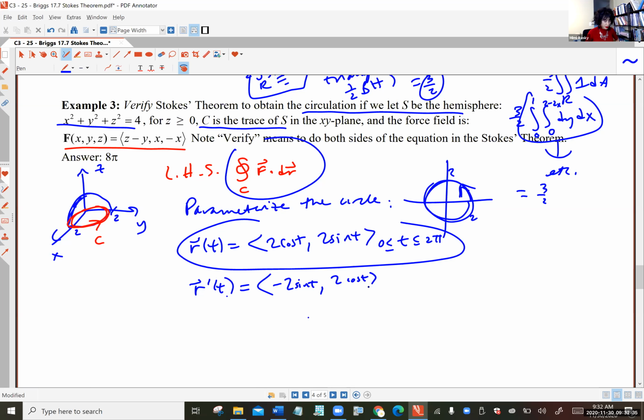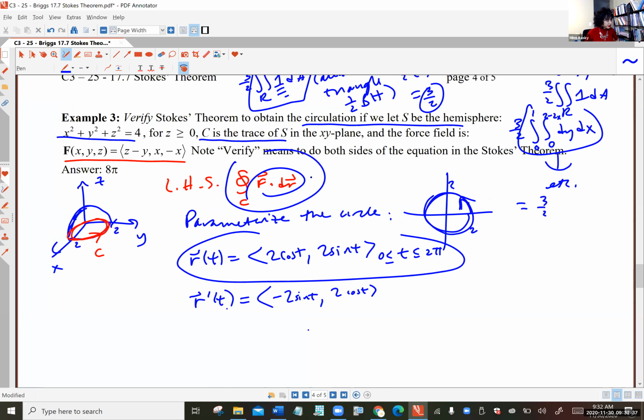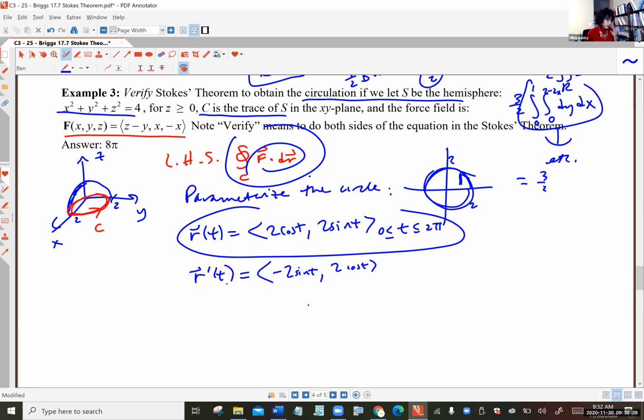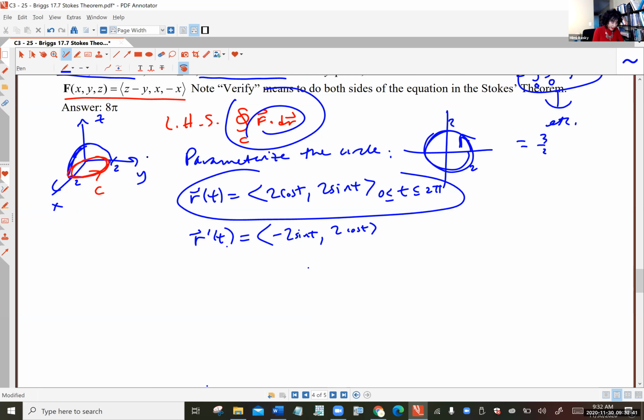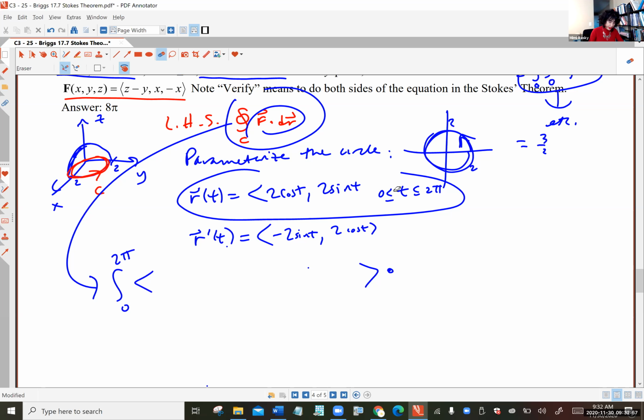Okay, and why do we need r prime? Because we're going to do F dot dr. We're going to do one of these F dr line integrals. So this line integral here is going to become a regular integral evaluated between 0 and 2 pi. And we're going to take the vector field, which we have to replace all the x's, y's, and z's. Oh, I forgot a z component. Sorry.